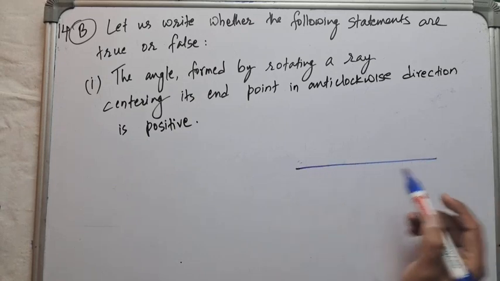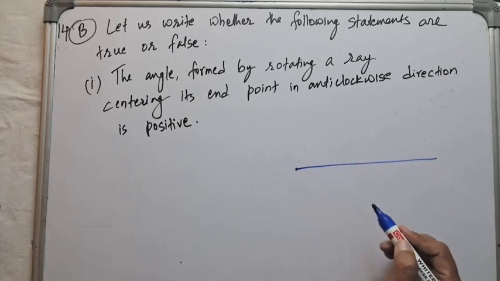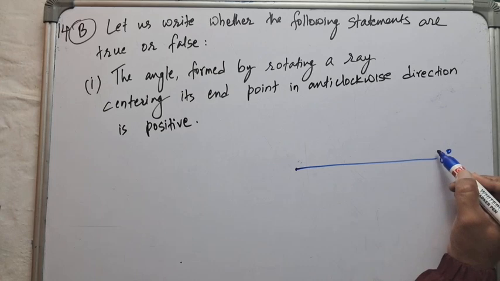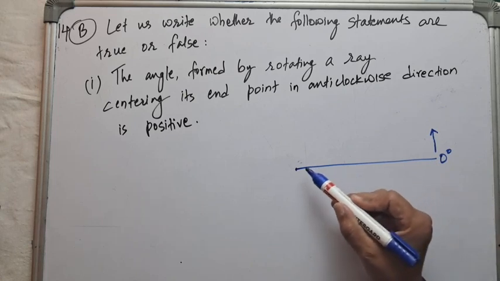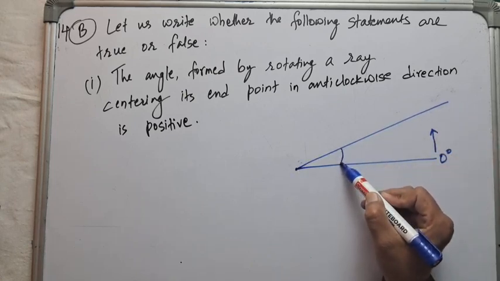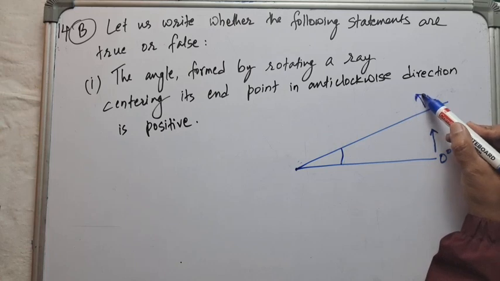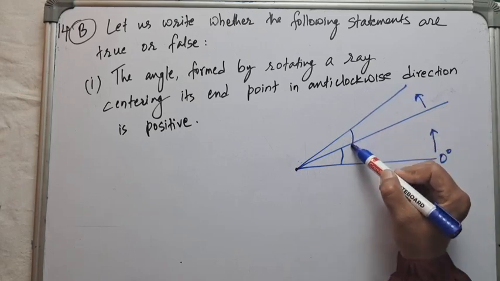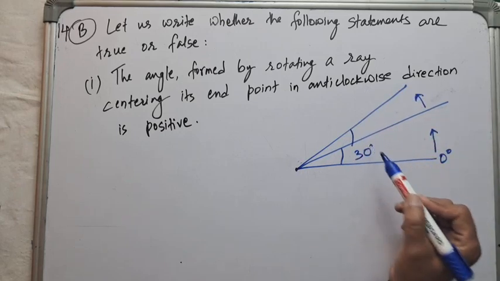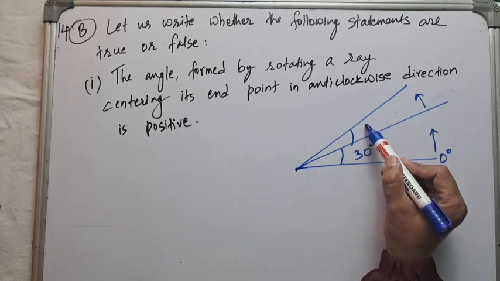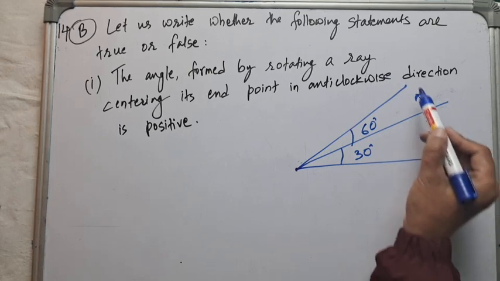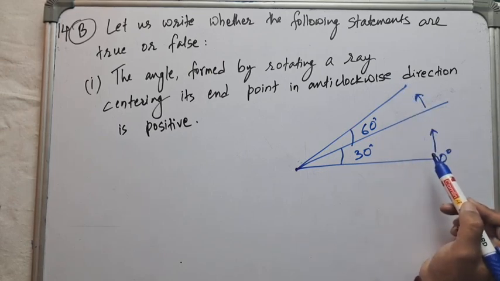So let's understand this. This is the ray and this is the endpoint of the ray. At this point we have 0 degree, isn't it? Now if we move this ray in anti-clockwise direction, opposite to the clock, the angle formed will be positive. Again, if we further move in the anti-clockwise direction, the angle formed will be positive. Suppose this is plus 30 degree, just an example, this is plus 60 degree and so on, plus 90 degree, plus 45 degree. Angle formed by moving a ray in the anti-clockwise direction is always positive.